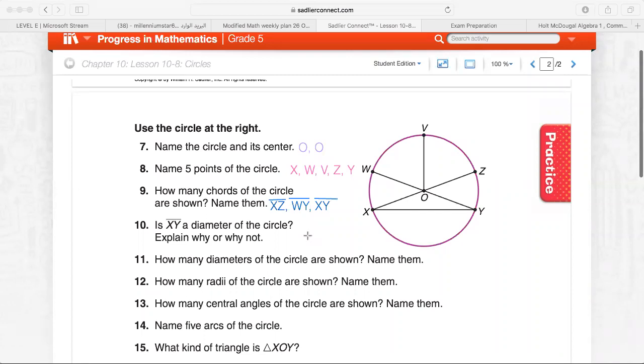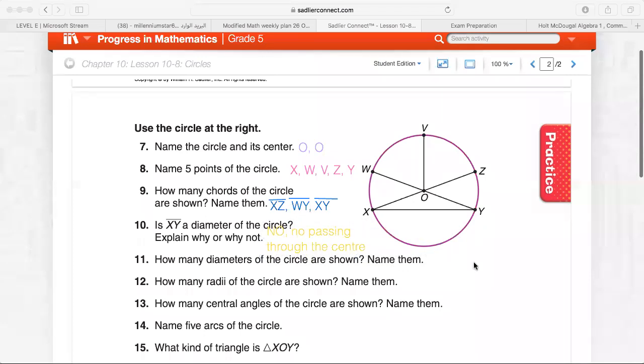Who will answer? Who wants to answer? Me, teacher, please. Lojine, okay. XY is a diameter? No, it's not, because it is not at the center of the circle. Yes, excellent. No, because it is not passing through the center.